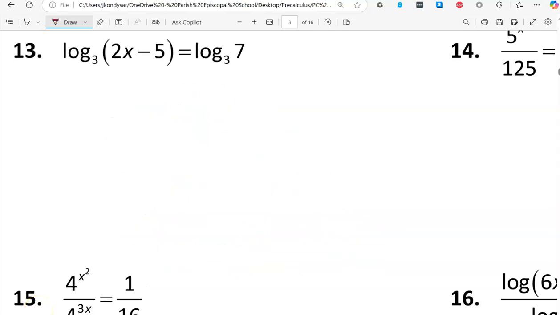In number 13, if log of a equals log of b and they're the same base, then 2x minus 5 must equal 7.